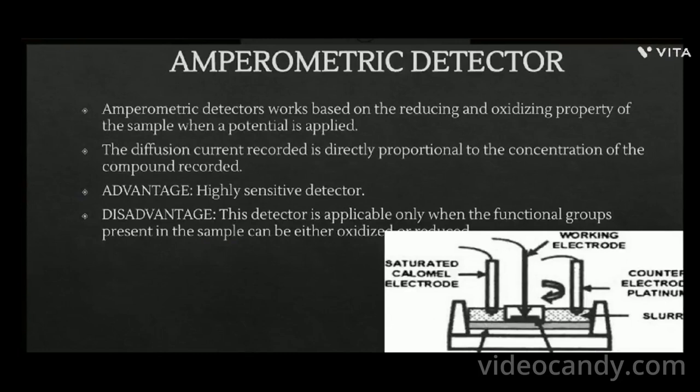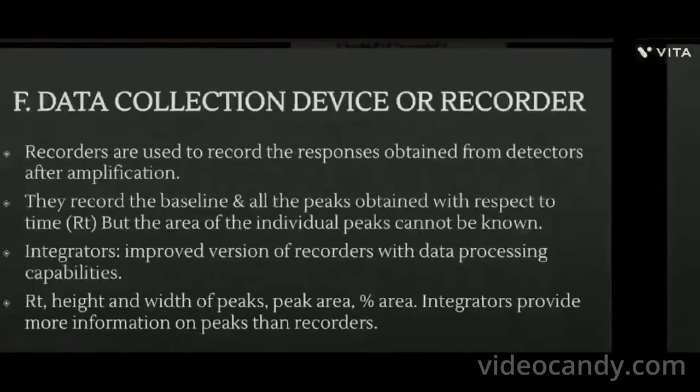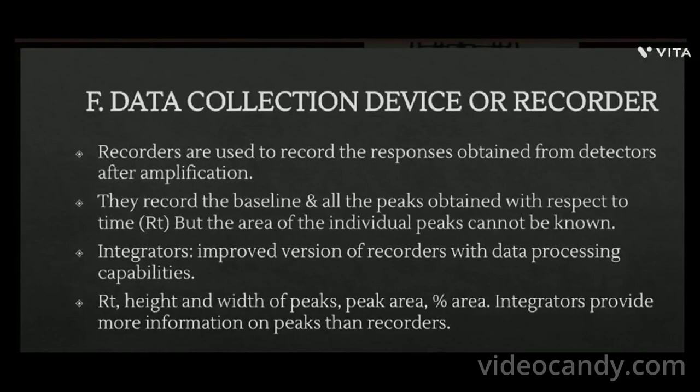Amperometric detector. An amperometric detector works based on the reducing and oxidizing property of a sample when a potential is applied. Second, the diffusion current recorded is directly proportional to the concentration of the compound. Third, advantage: highly sensitive detector. Disadvantage: this detector is applicable only when the functional group present in the sample can be either oxidized or reduced.